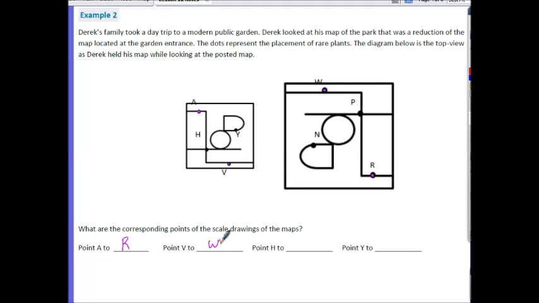Point H, right here, is where two lines intersect at right angles. So the only place that happens on this map here is right here at point P. And finally, point Y is located on this D-shaped figure. And the D-shaped figure is upside down here, and the only point on there is point N, so N must correspond to point Y.